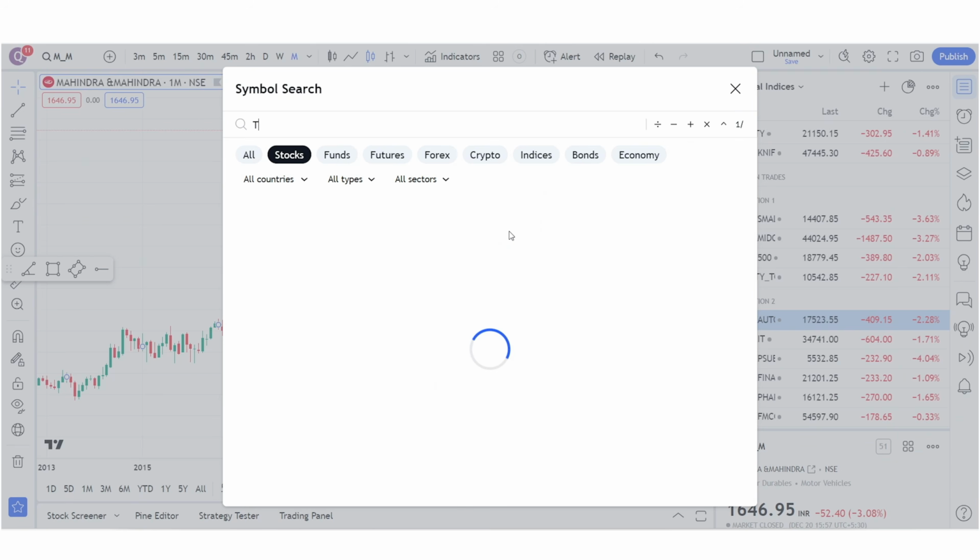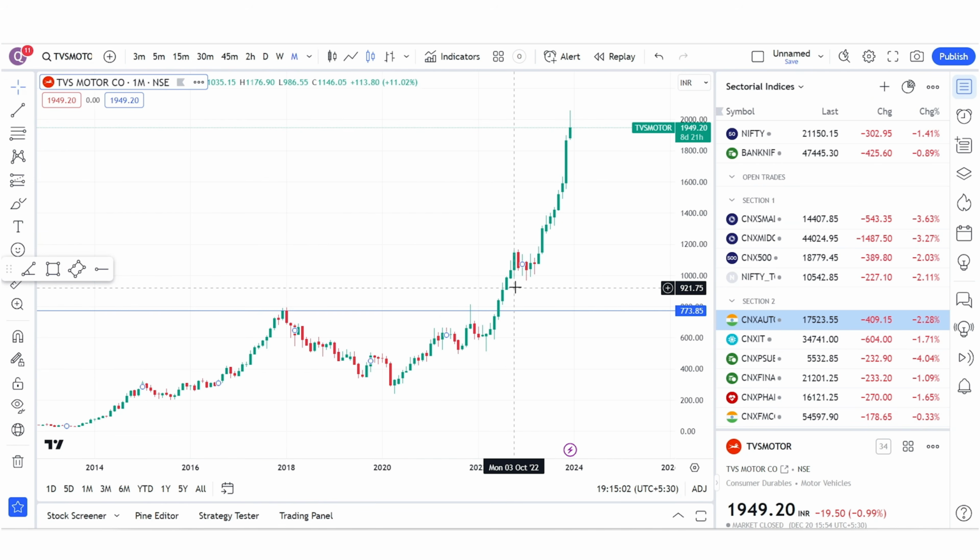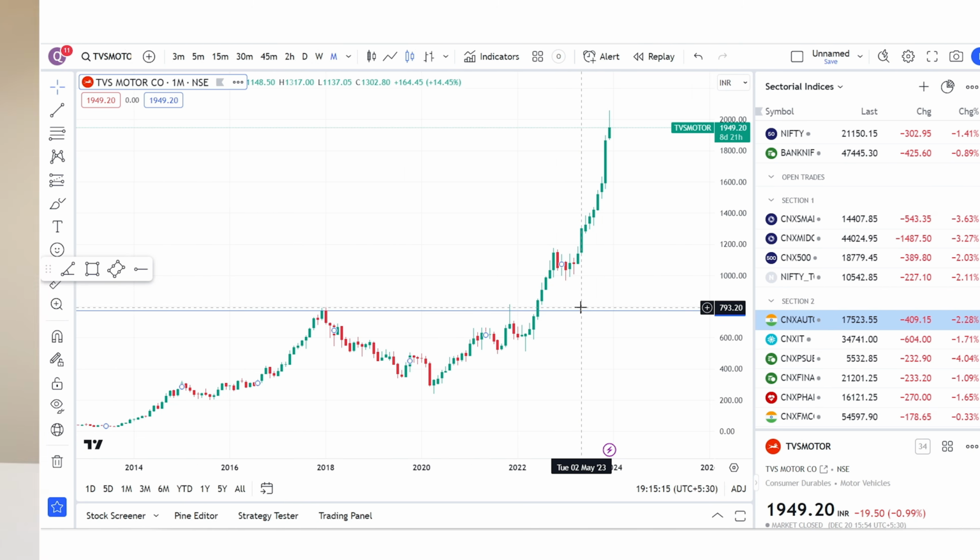So now let me also show you one more stock, that was TVS Motors. TVS Motors had given a fresh all-time high breakout, and this was a stock which was really good to enter at that particular point in time. So now we have three kinds of stocks.